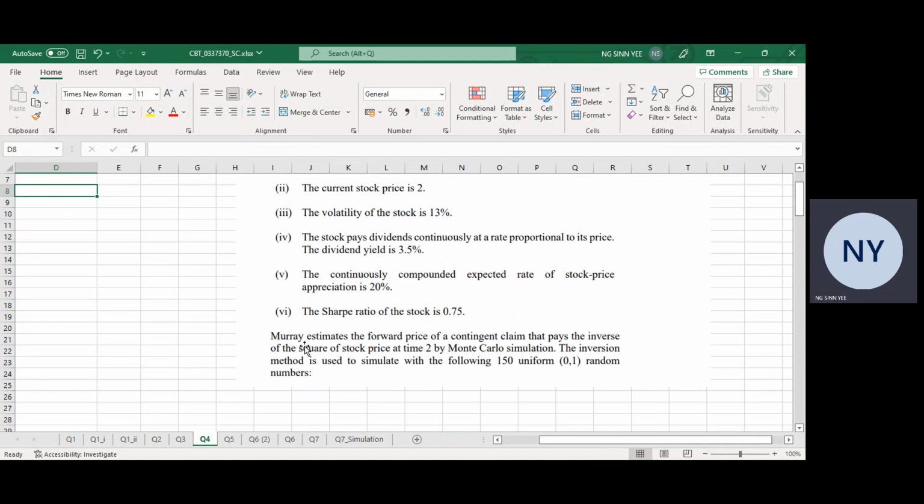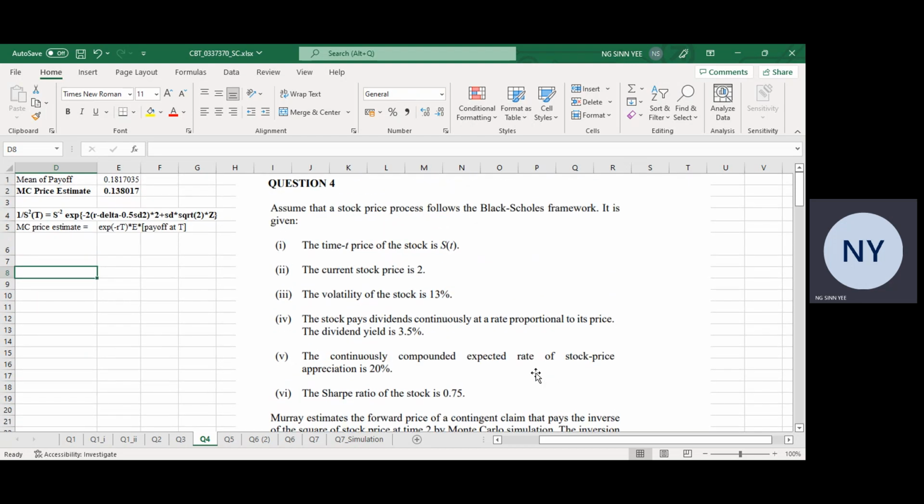In this video, we are going to discuss in static calculus CBT. In question 4, we are required to estimate the forward price of a contingent claim that pays the inverse of the square of stock price at time 2 by Monte Carlo simulation. We will be using the inversion method to do the simulation with the given 150 uniform random variables. The question has also provided us some of the important information to perform such calculation.